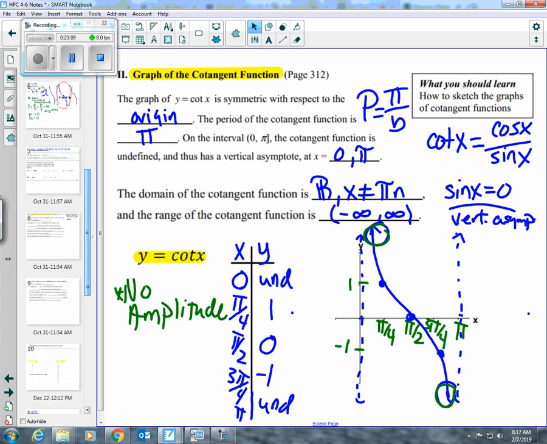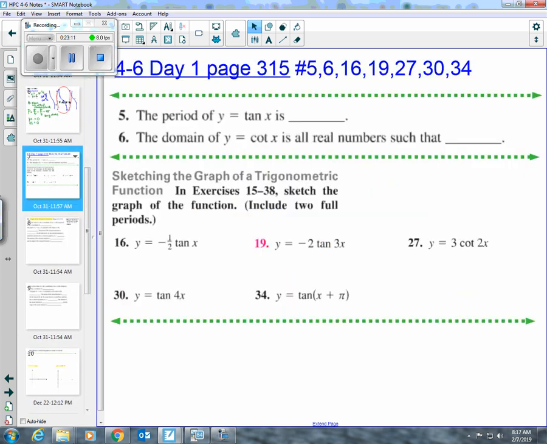All right, so our day 1 assignment, everybody. Pretty short. I just want you to get the basic idea of what's happening. You can see everything on the screen. It's on page 315. So if you can give these a try, make this sketch, that would be fantastic. You can just do 1 full period. You don't need to do 2 unless you want to. That's totally fine. And then part 2 is going to be graphing secants and cosecants, so the reciprocals of sine and cosine.